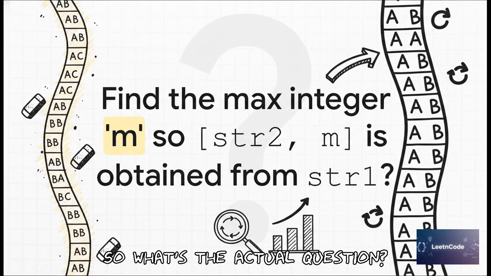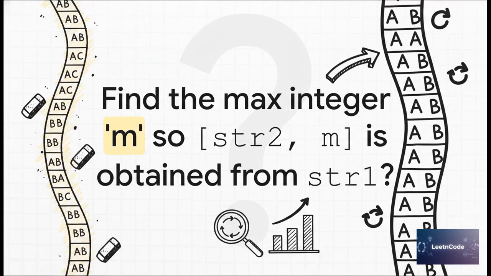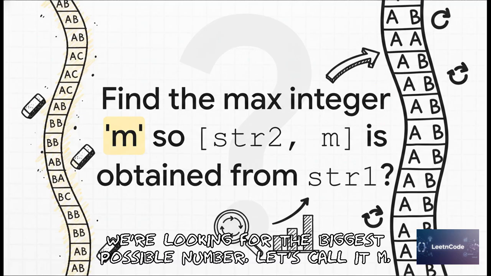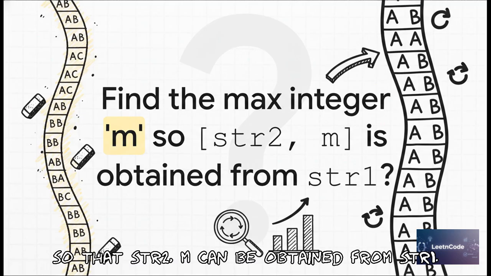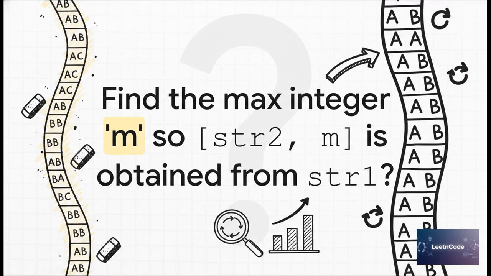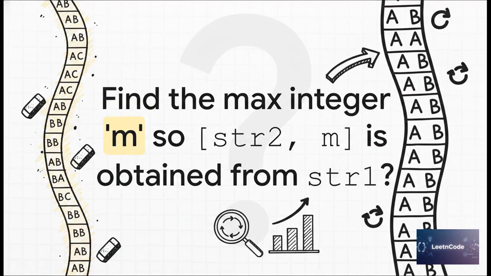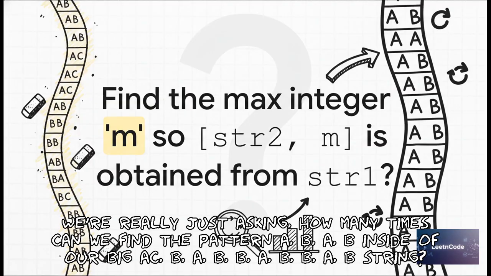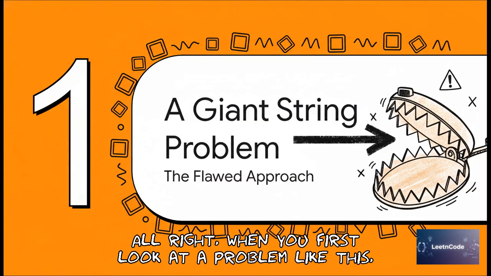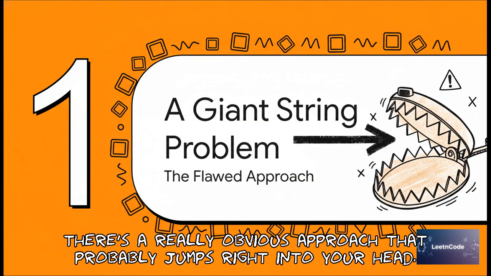So what's the actual question? What are we trying to find? We're looking for the biggest possible number, let's call it m, so that [str2, m] can be obtained from [str1, n1]. Yeah, it sounds a little complicated, I know, but let's put it in terms of our example. We're really just asking how many times can we find the pattern ABAB inside of our big ACBACBACBACB string.